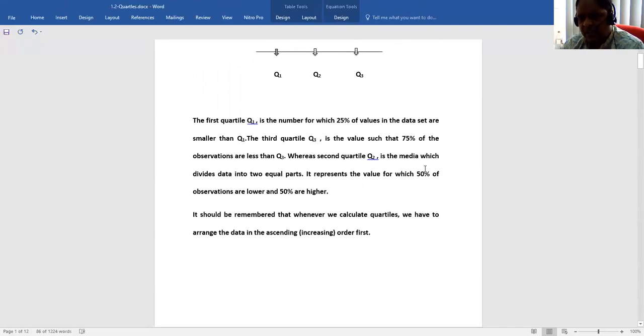When you are going to calculate the quartiles, you should remember that first of all we have to arrange the data in ascending order. It's very important when you are going to draw or calculate the quartiles manually. We have to arrange the data in ascending order, that is increasing order.